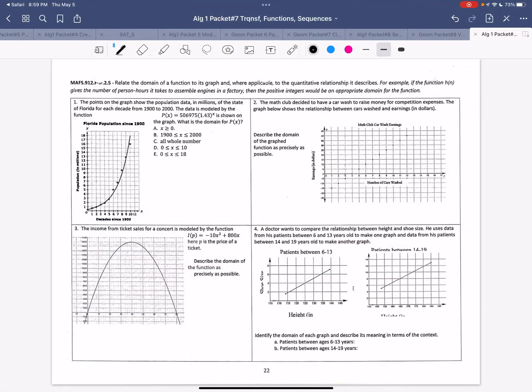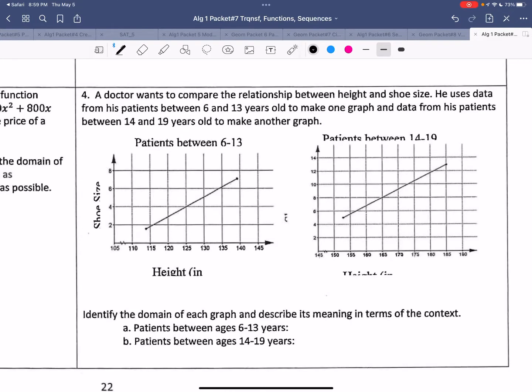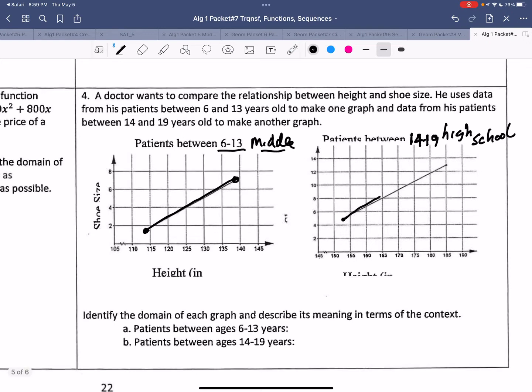And I don't think we have to do all 4 of these, but let's just take a look at a couple of them. I really like this question. It says, a doctor wants to compare the relationship between height and shoe size. So here would be in middle school, right? And this is when you're in high school. So most of my students are between 14 and 19, right? And I did teach middle school for a couple years, and that was the age range when I taught there, right? So it wants us to identify the domain and describe its meaning in context.